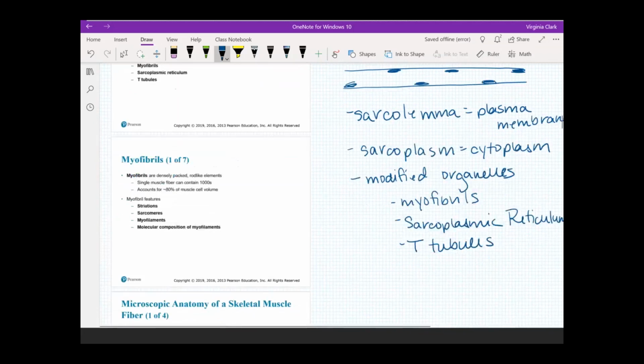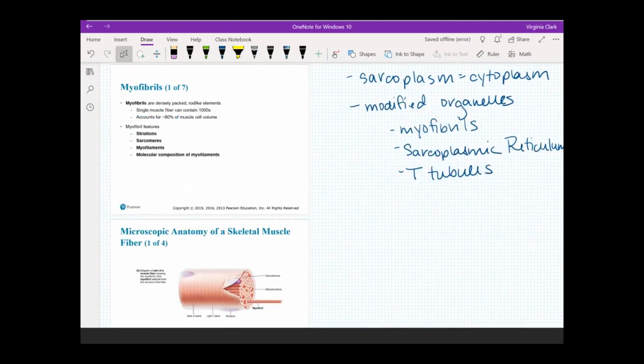So we're going to start with the first modified organelle, a myofibril. This is the first type. When we're talking about a myofibril, what we're talking about is something that is going to be kind of like a rod-like, but very, very densely packed thing inside the cell. So there are myofibrils. They make up about 80% of the cell volume. So they are these rod-like elements that are a vast amount of the cell.